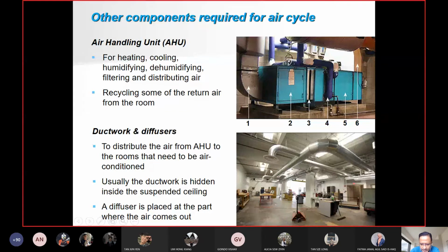At the same time, there's another pipe. I'm not sure whether this one is the supply ducting, but the air inside the room is sucked again into the AHU through this grill here. So the air inside the room gets sucked into the AHU through this grill, then goes back to the AHU, gets filtered, whatever, and is then blown over again using this ducting.